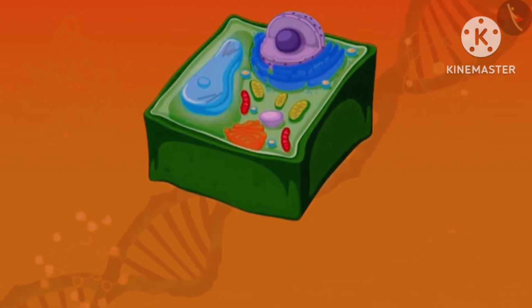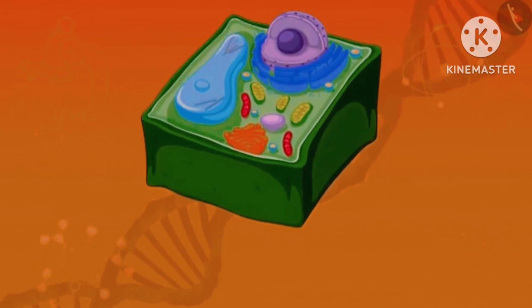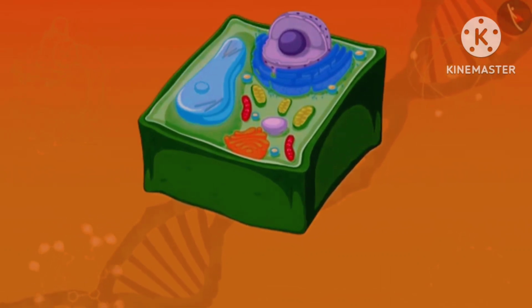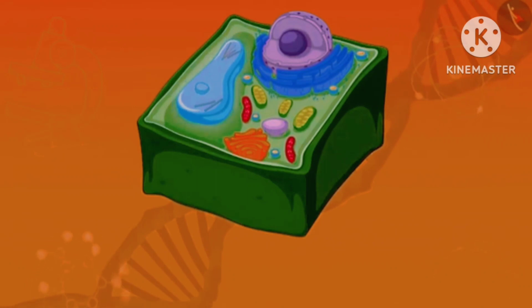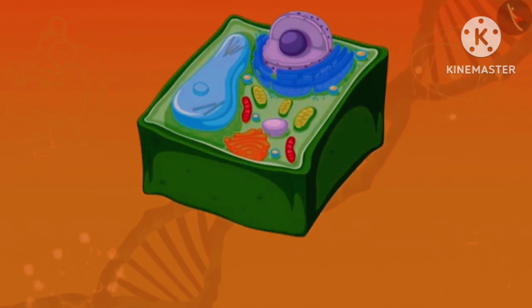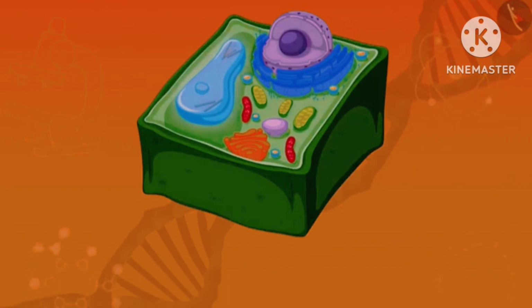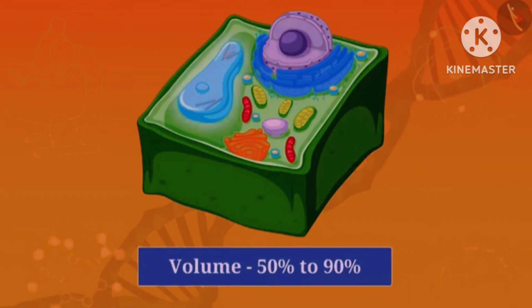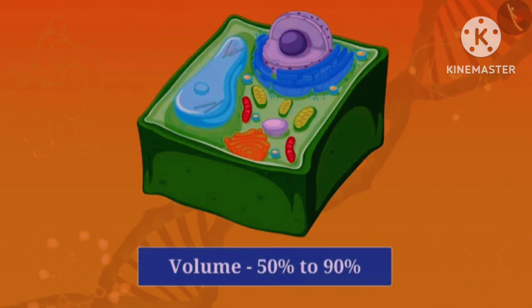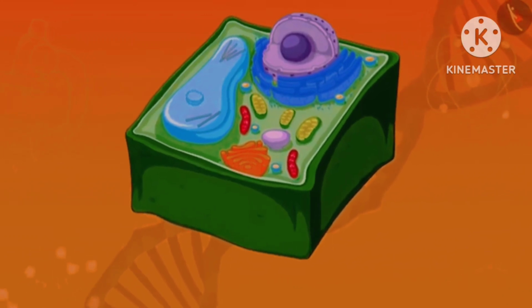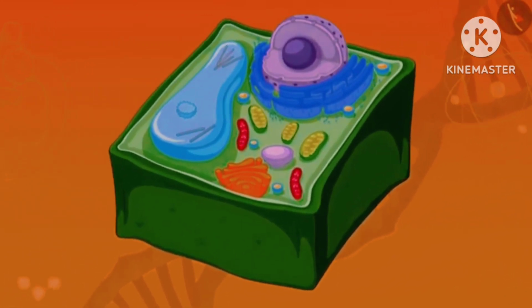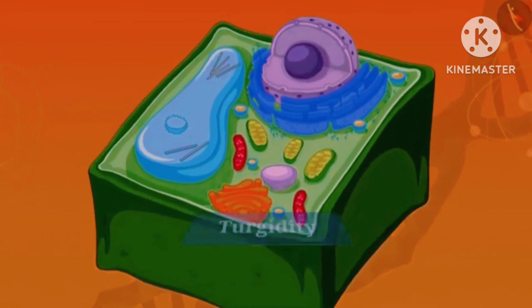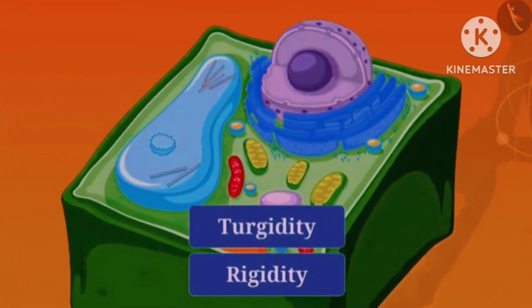Do you know, guys? Their size is small in the animal cell, whereas in the plant cell, vacuoles are very large. Friends, you will be surprised to know that in some plant cells, their measurement is from 50% to 90% of the volume of the cell, because of which the nucleus is near the plasma membrane. In plant cells, vacuoles are full of cell sap and provide turgidity and rigidity to the cell.